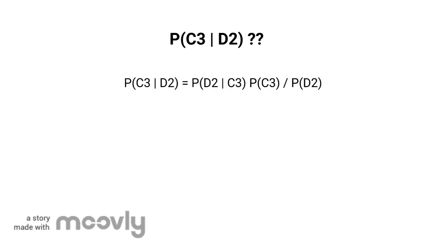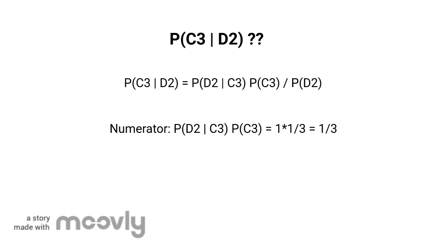Let us compute the numerator part and denominator part separately. The calculation of the numerator part goes as follows. P of D2 given C3, that is the probability of the game host opening door number 2 to reveal the goat, given the car behind door number 3, is multiplied by the probability of the car behind door number 3, written as P of C3. Given the car behind door number 3, the probability that the game host selects door number 2 to reveal the goat is 1, because he is left with only door number 2 to pick to reveal the goat. The probability of the car behind the door is 1/3. Multiplying both components, 1 multiplied by 1/3 gives us 1/3 as the numerator value.